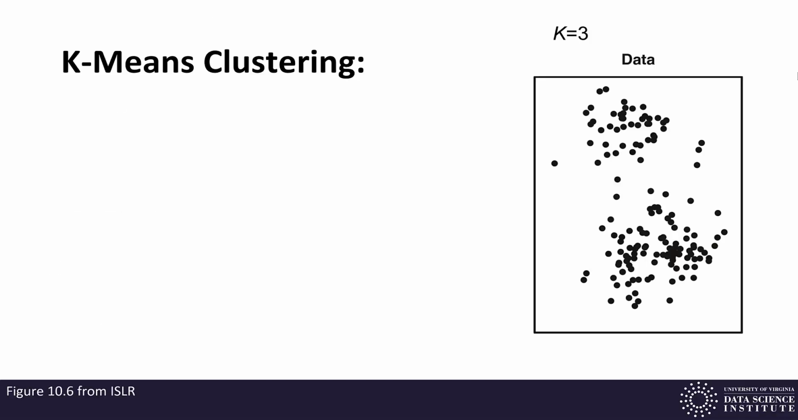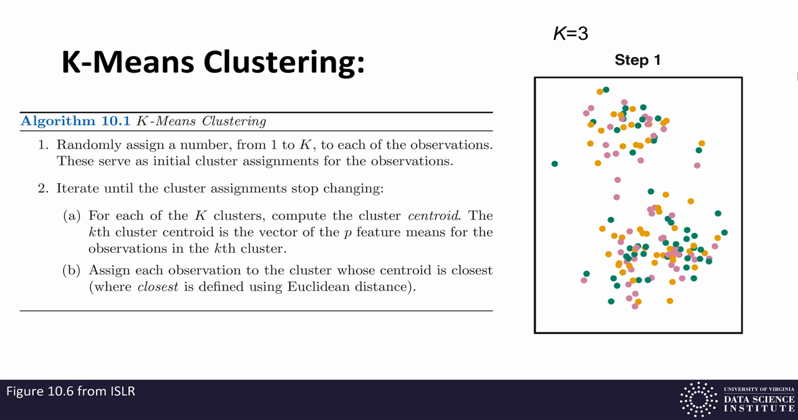Let's walk through an example of k-means clustering. Shown on the right is a plot of the data we're going to walk through. In this example, we're going to choose k equal to 3, so that means we're going to make 3 clusters. Here's the algorithm on the screen, and here's step 1 of the algorithm. What we've done so far is this step right here. We randomly assign a number from 1 through k to each data point, and those are the initial assignments for the observations.